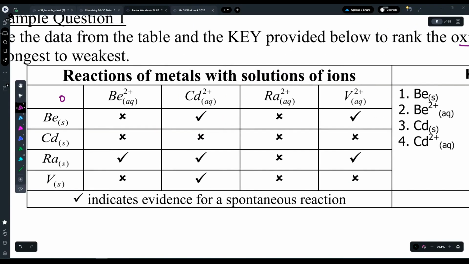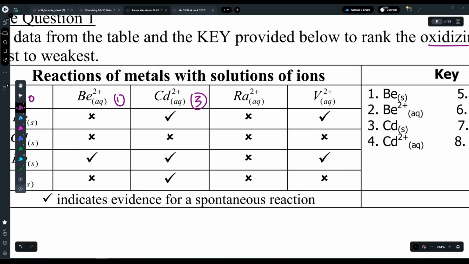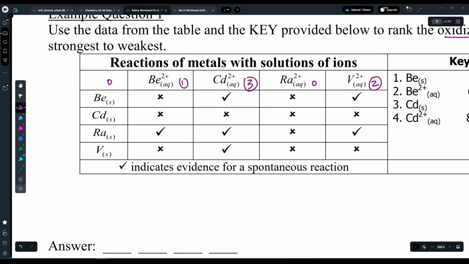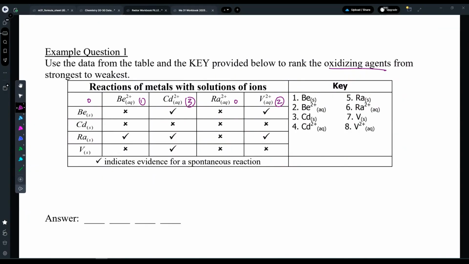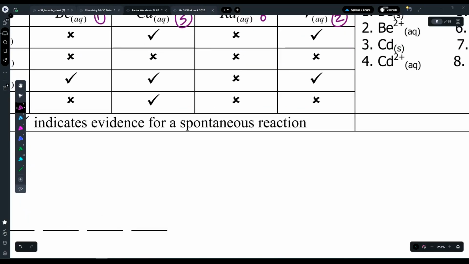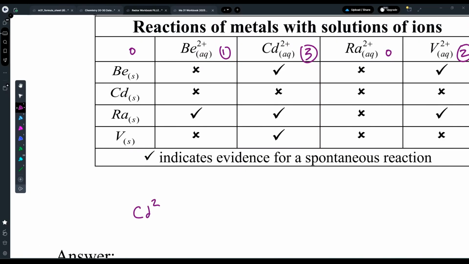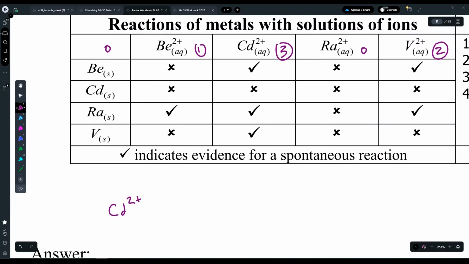So I'm just going to do what I did before and just count up. So beryllium 2+ only went under 1 spontaneous. Cadmium 2+ was 3. Radium 2+ didn't do any spontaneous reactions, and vanadium went through 2. Okay, so there's my rankings there. Okay, so we want to say cadmium, and then vanadium, and then we've got beryllium, and then we've got radium.